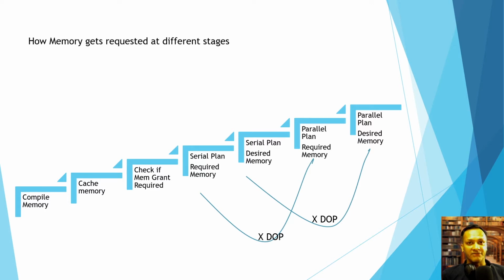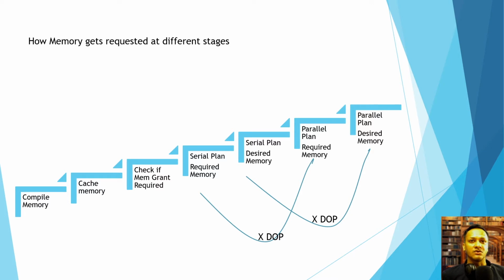But assuming that we have plenty of RAM, SQL Server moves on to the next step, and that is to come up with a serial plan. Now, the idea here is SQL Server will always first start off by creating a serial plan. A serial plan is a plan that uses one CPU core or one thread basically, and it estimates if one CPU was running this query, how much memory would it need?